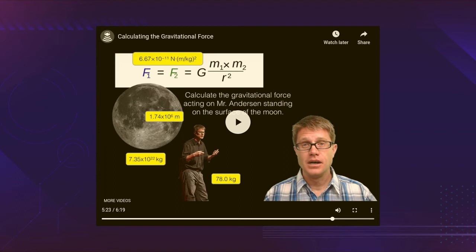You're calculating for gravitational force, which is that Fg. Of course, you don't see Fg listed there, but it's either one of those F's, F1 or F2, and you are solving for that. So you have the radius, you have the center distance, which is that r, you have the mass of the Earth, and you have Mr. Anderson's mass. So make sure to write that down and start solving through it.